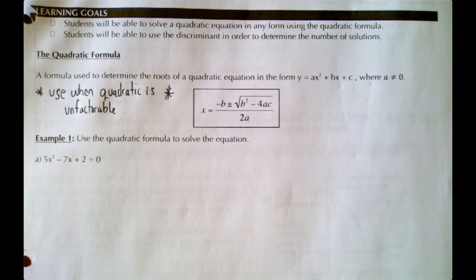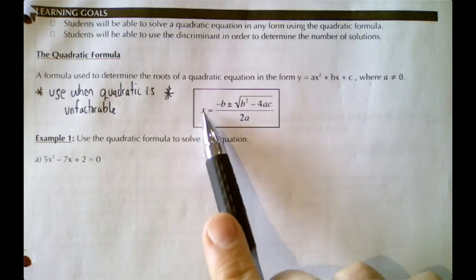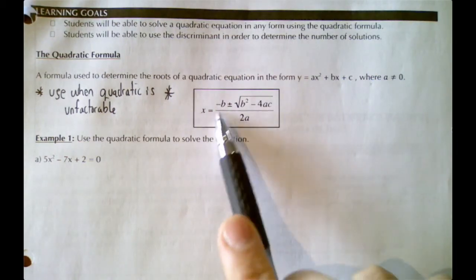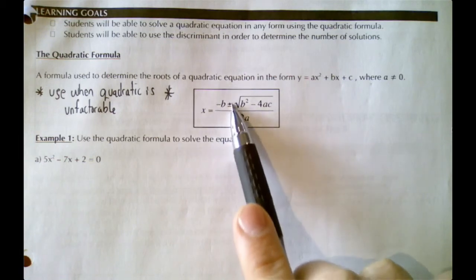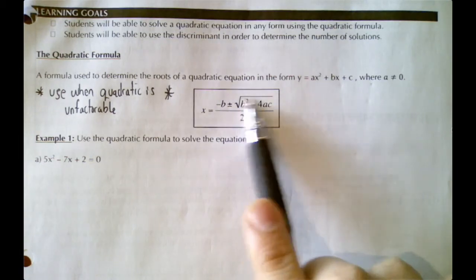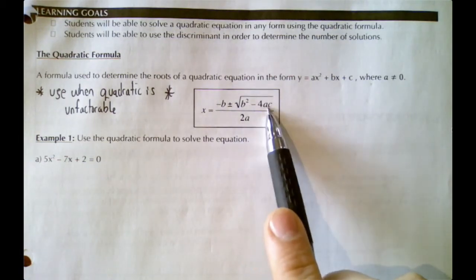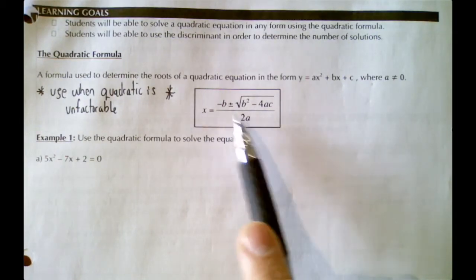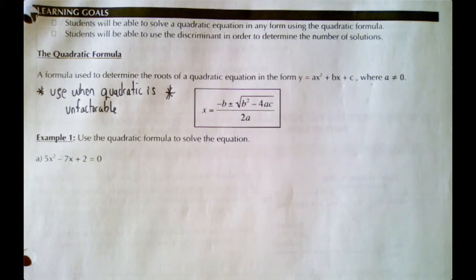So how do we use this equation? Well, let's inspect it first. We have x equals, so that means we're going to get our answers here, our x's. We've got negative b plus minus the square root of b squared minus 4ac, and that whole expression is divided by 2a. Notice there's a's, b's, and c's in this equation.